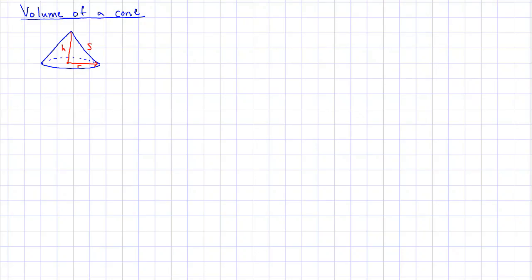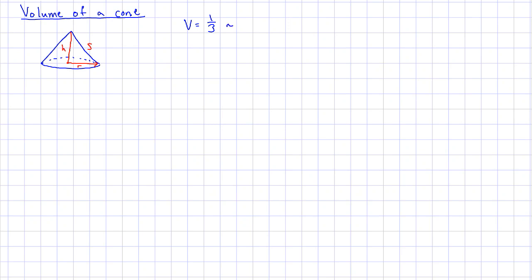Welcome. Here we're going to discuss how to find the volume of a cone. So the volume of a cone is actually exactly 1/3 the volume of a cylinder that has the same base and the same radius and the same height, which I think is very interesting and not necessarily obvious based on the shape.